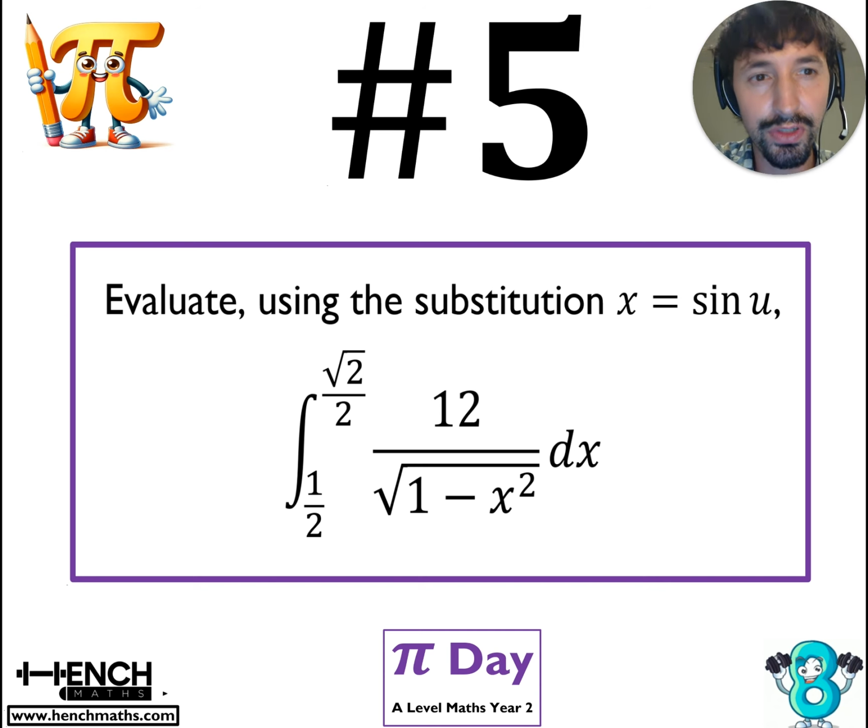So we've got an integration by substitution question here. We need to evaluate, using the substitution x equals sine u, the integral of 12 divided by the square root of 1 minus x squared. We're going to integrate it with respect to x, and our limits are root 2 over 2 and a half. So let's do some integration by substitution.